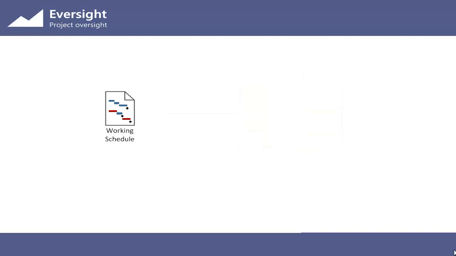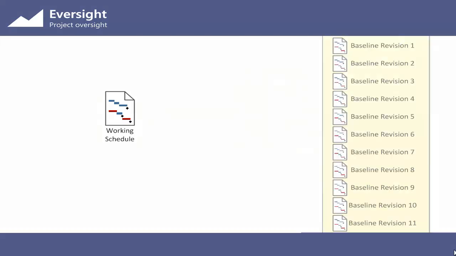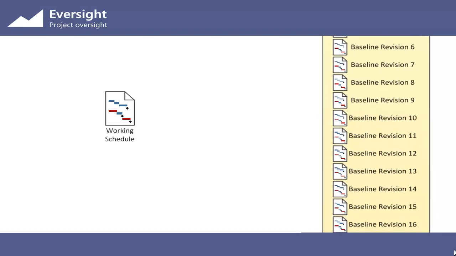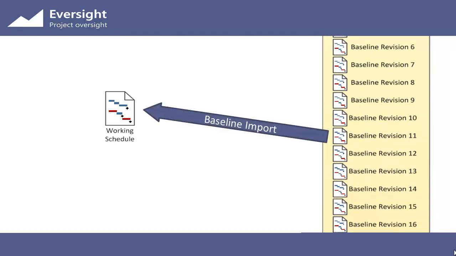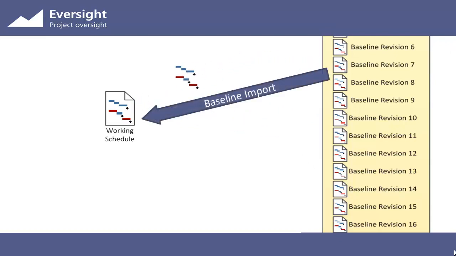The second benefit this gives us is that we are no longer limited to having just 11 baselines. We can store as many versions of the baseline as we like in our secure folder, and at any time we can import these into the working schedule, so we can easily compare the working schedule to any baseline version we choose.